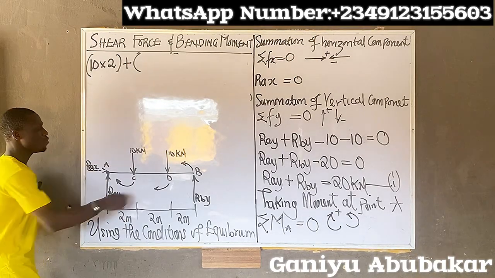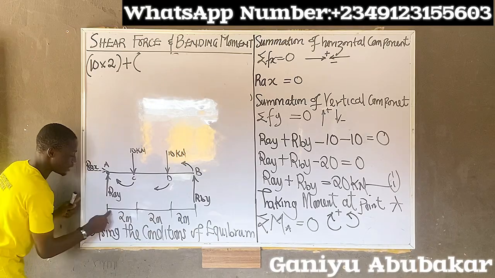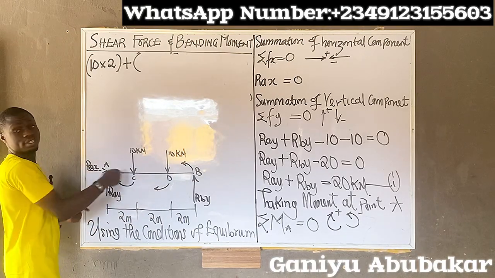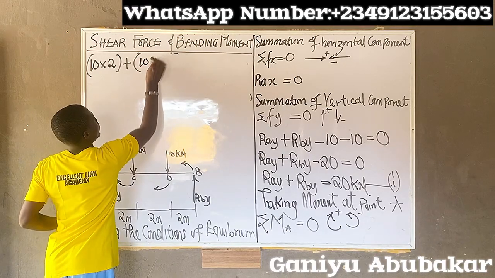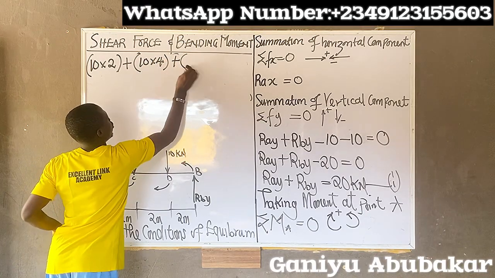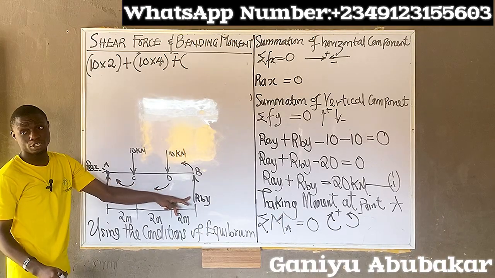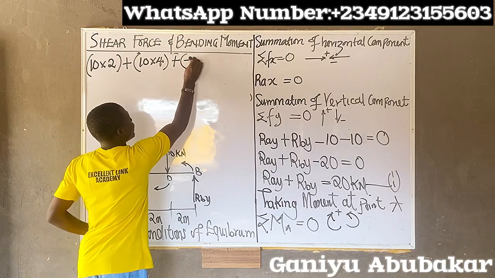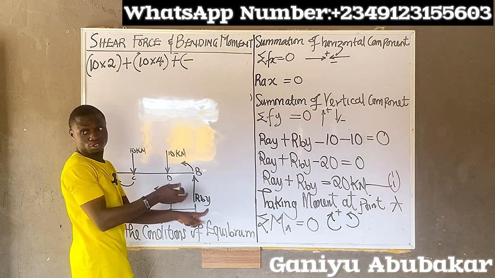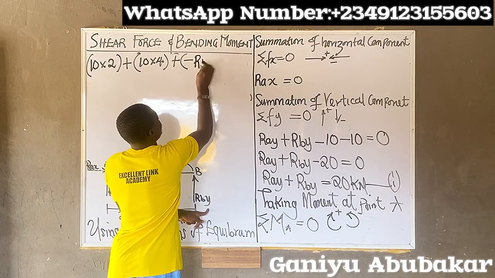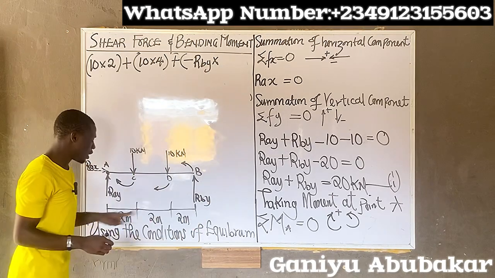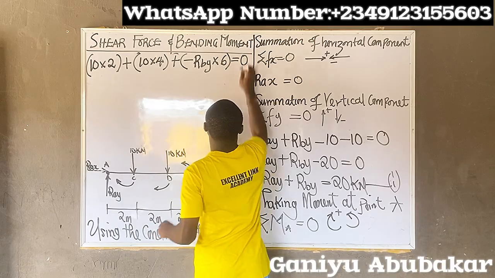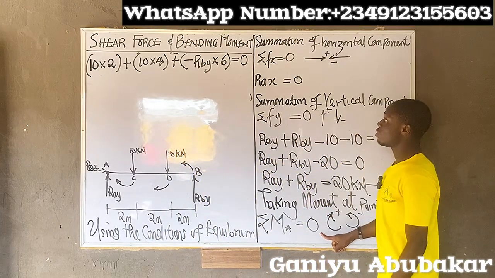Plus, let's go to D. For D, moving to point A covers 4 distance, and this is a clockwise direction. That gives you 10 times 4. Plus, this last part, which is B, comes down to A, moving anti-clockwise. That gives you negative. What's the force there? RBY is the force. That gives you RBY times 6, from here to here. Being equal to 0.